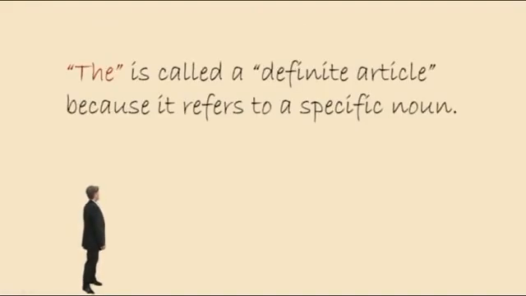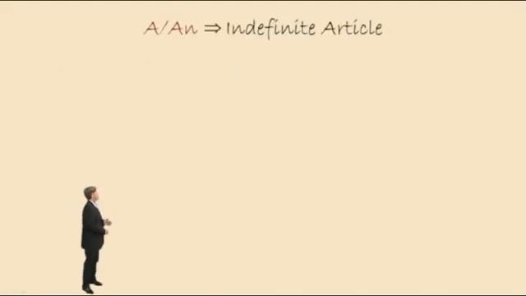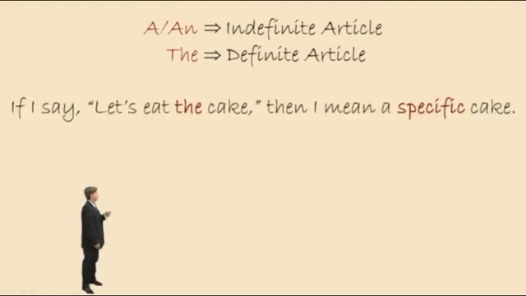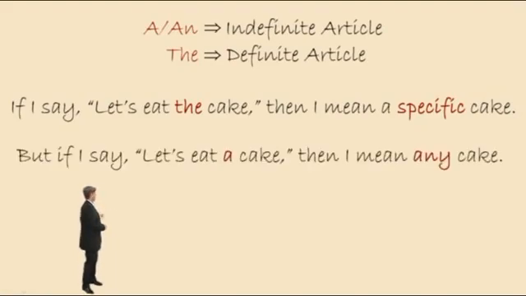The is called a definite article because it refers to something very specific, a specific noun. So here's the recap. A, an equals the indefinite articles, right? And the is the definite article. Let's say, for example, that I want to say, let's eat the cake. Then I mean a very specific cake. Let's eat the birthday cake, right? But if, on the other hand, I say, let's eat a cake, then I mean let's just eat a piece of any of the cakes sitting on the table.